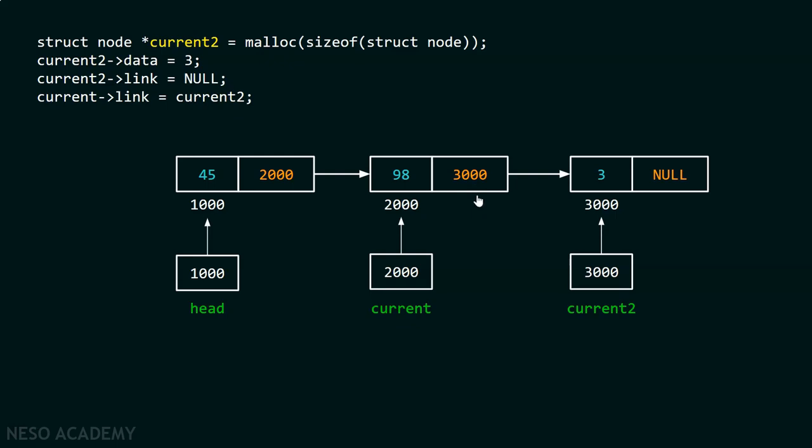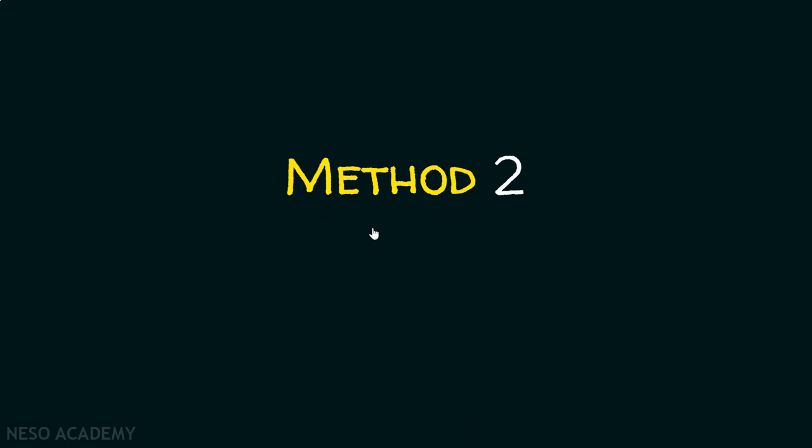Seems quite easy, right? But there is a problem with this method. Actually, we are unnecessarily using this pointer, that is current2. Imagine that you have to create a single linked list which contains 20 nodes. Now think about it. You have to create 20 different pointers for this. Isn't that unnecessary wastage of memory? So here I'm going to discuss method number 2, which is much better than method number 1. So let's see what method number 2 is.